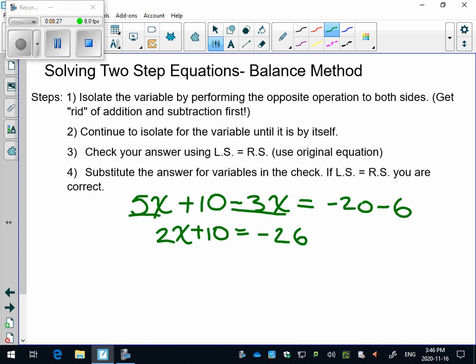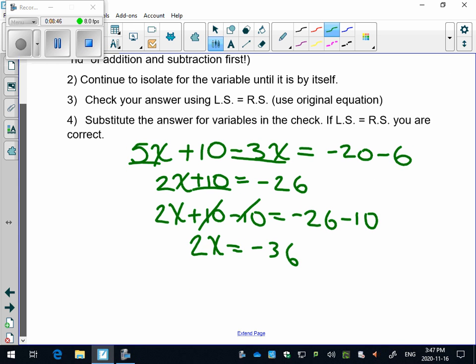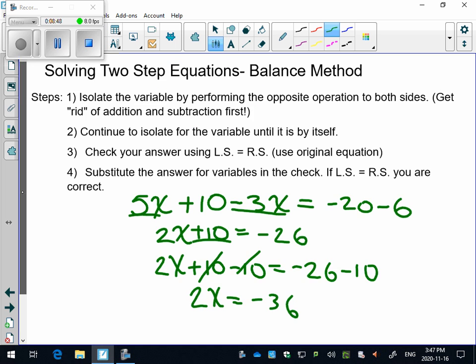Think about it. It's minus 20, you take 6 more away, so that's going to give you negative 26. Once we're started now, we know we got to get rid of the addition and subtraction first. We have 2x plus 10 minus 10 equals negative 26 minus 10. They are gone. We have 2x is equal to negative 36. But I don't want to know what 2x equals. I want to know what 1x equals.